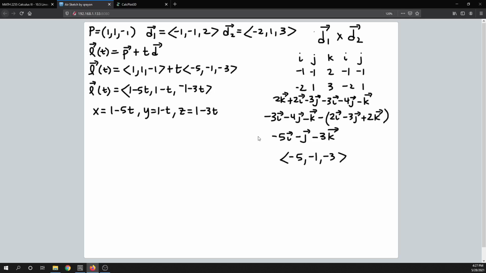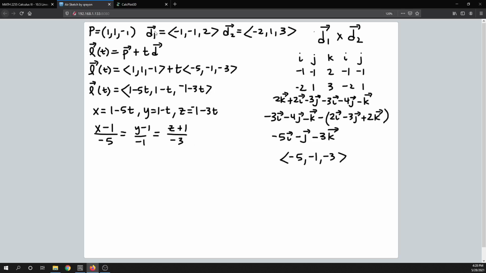And then to get the symmetric equations, we just solve for t. So solving for t here, I get (x - 1)/(-5) equals (y - 1)/(-1). And then z, oops, I forgot a negative there, sorry. When I wrote it down from here to here, I forgot that negative. So that would be (z + 1)/(-3) there. All right, and so those are the symmetric equations.